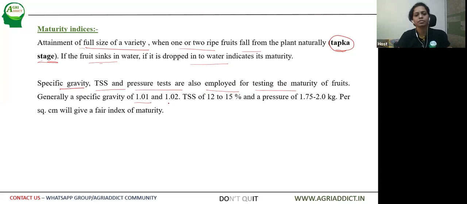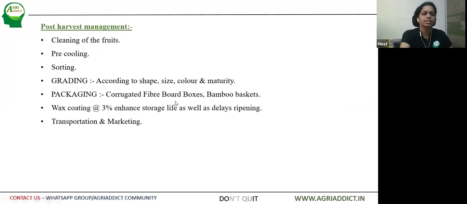For export purposes, especially, the standards have to be met. That is the reason why a specific gravity of 1.01 to 1.02 has to be checked. Then the TSS should not be more than 15%. Then the fruit pressure should be around 1.75 to 2 kg per square centimeter. Following all this will give a fair index of the maturity. Then the harvesting and the yield.